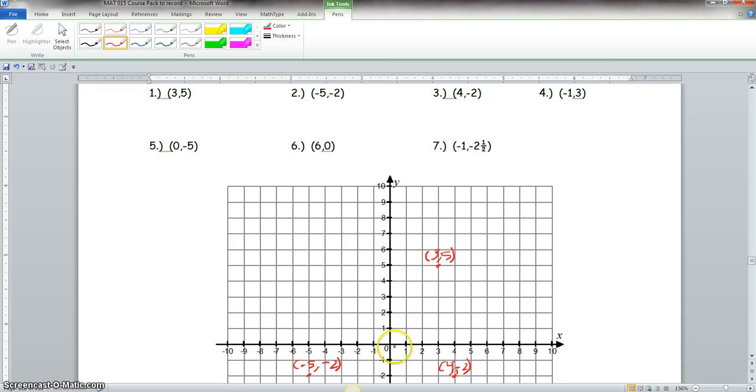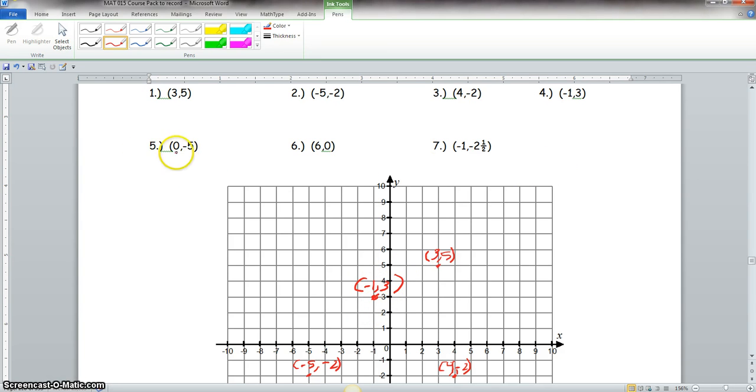Okay, now we go to the next point. We have negative 1, 3. We start at our origin, we go to the left 1, and then we go up 3. Now, of course, this is supposed to be more of a shaded dot here. So now we have in parentheses, negative 1, 3. That is the point we just plotted.